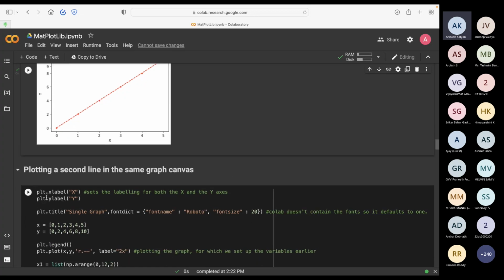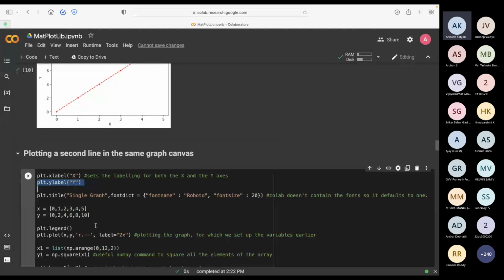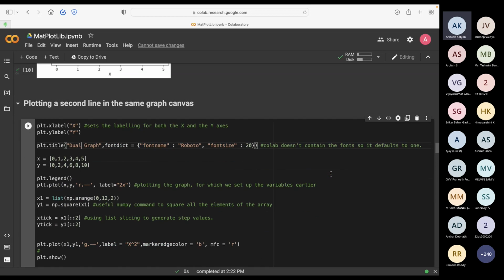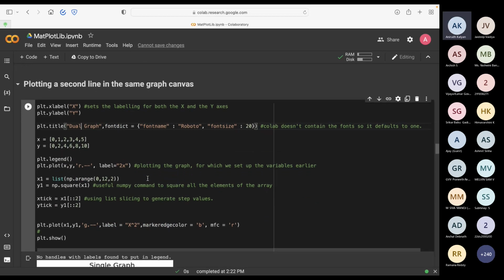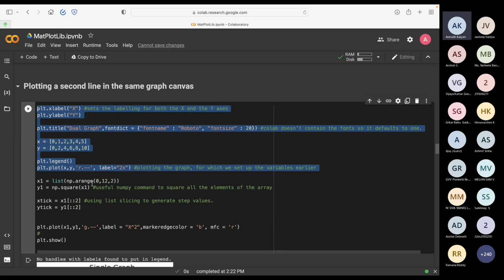First thing you can do is, again, I'm giving a plt.xlabel, plt.ylabel, setting the labeling, and then I'm putting a title. Actually, I'll name it dual graph. Same thing, the collab doesn't contain the false, so it defaults to 1. And then I'm giving the plot, putting x comma y. Now this is where the second part comes in. Until here, we have done already in the previous; I have pretty much just lifted it up and put it here.